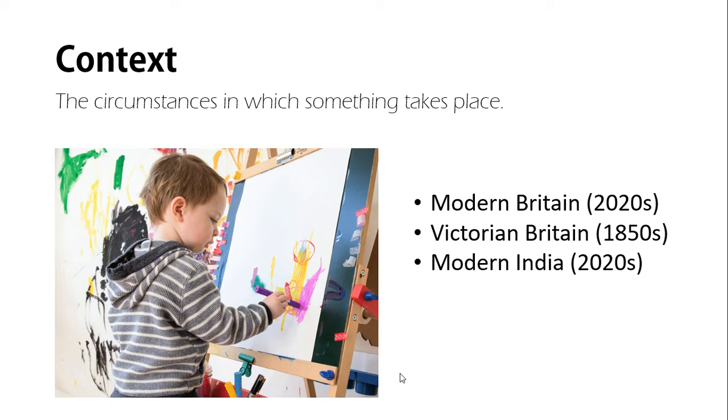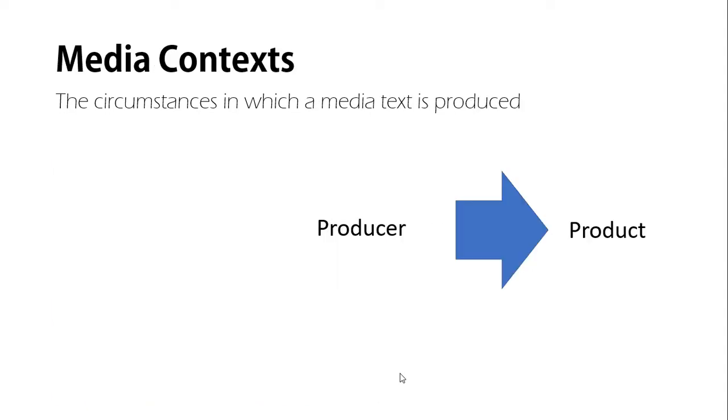So if they are drawing in modern Britain, let's say in the 2020s, then they might have iPhones or aeroplanes. But that might be different if we found a child's drawing from the Victorian era in Britain, the 1850s. Or if we went to modern India, there might be other cultural things that we would see in that picture that a child from India might draw. So the context, the circumstances in which something takes place, influence the final drawing.